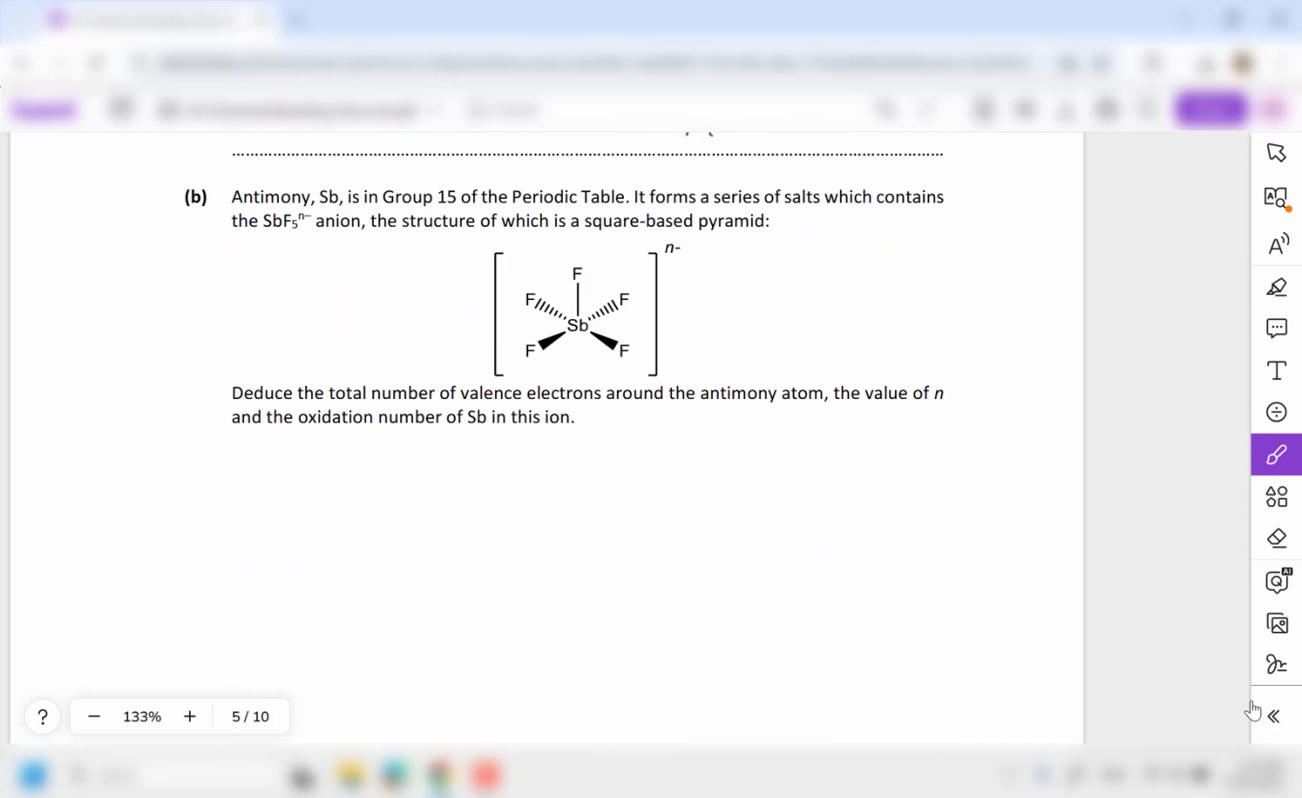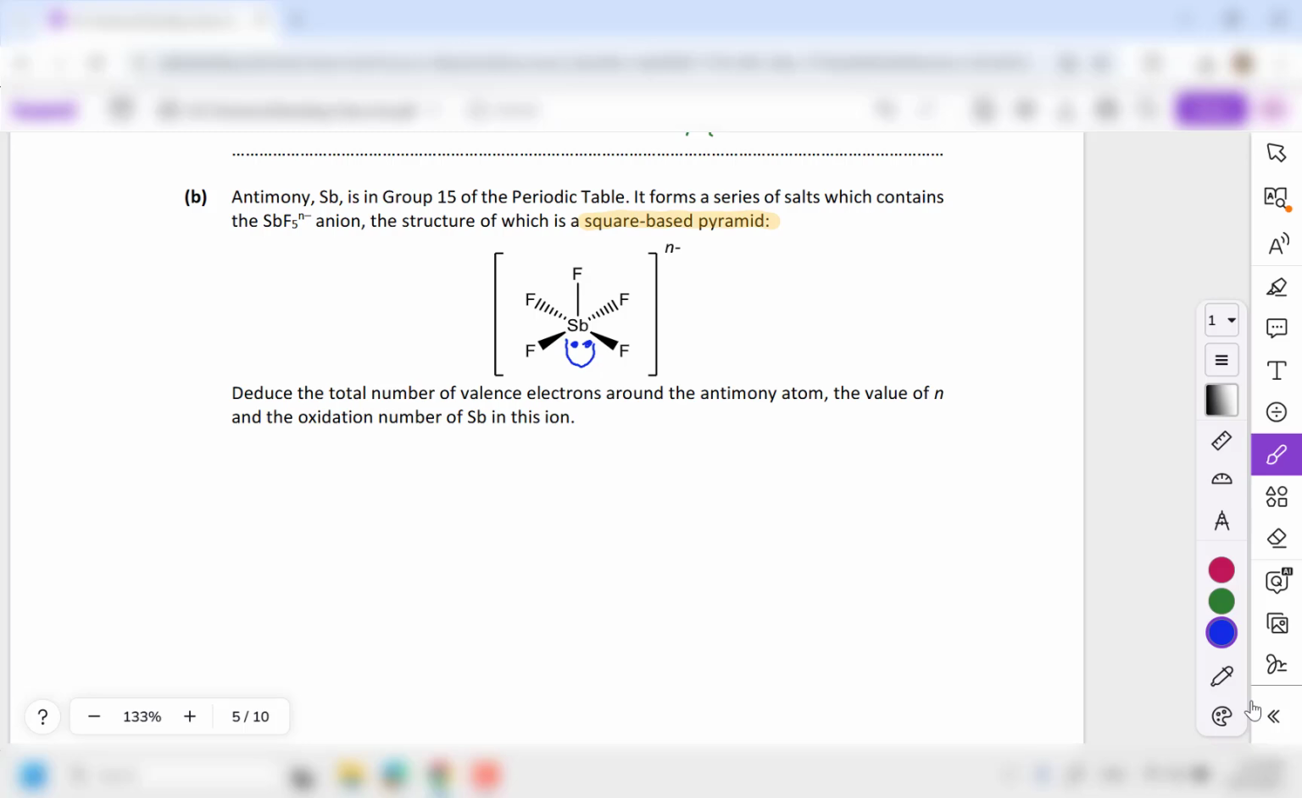With 1b, we have antimony in group 15. So it forms a series of salts. Okay, so it has a charge of n minus. Very important data given here, so you need to take note of it. It has a square-based pyramid geometry. So maybe I should write in the lone pair first. So there's a lone pair of electrons over here, square-based pyramid.